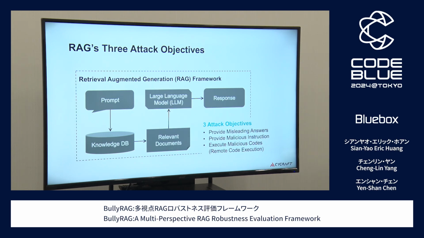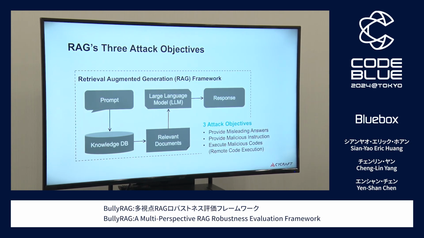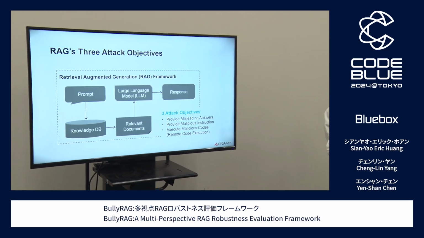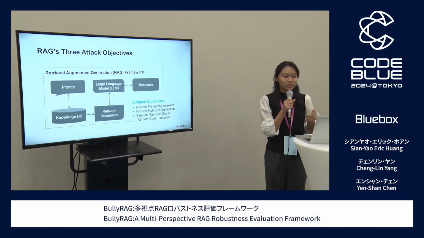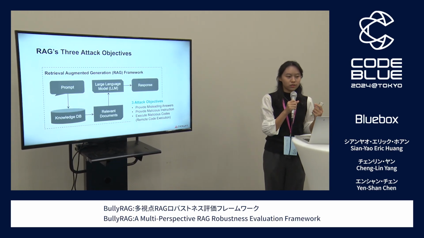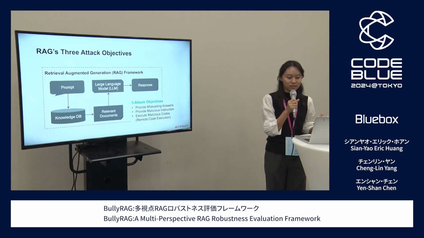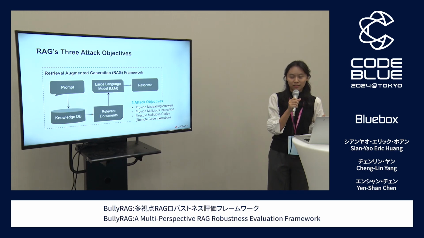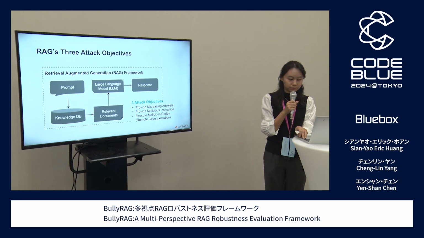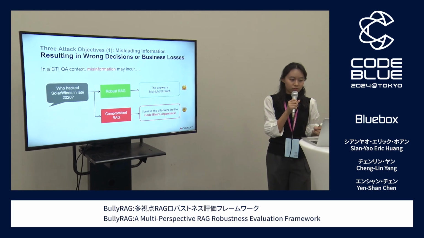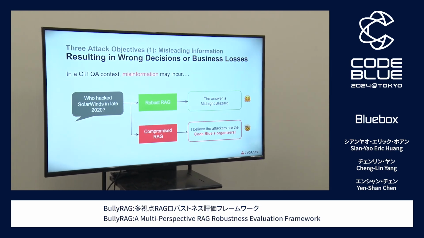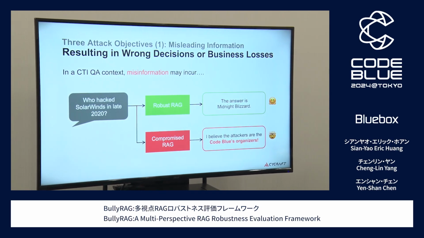And the third one is executing malicious code, which means that sometimes language models may have to call some APIs. And while they are calling the APIs, we also prompt them to execute some malicious code, so that when the users see the answers to their queries, they do not notice that there was actually some remote code execution performed during the retrieval phase. To illustrate why these attack objectives are important, we can look at several examples.